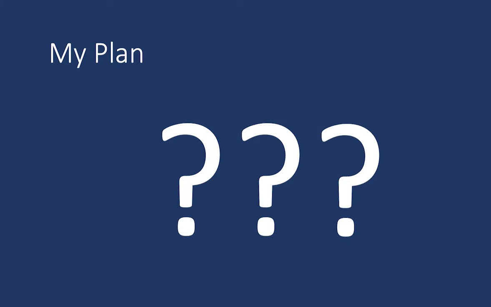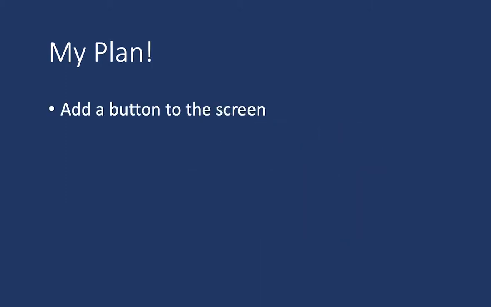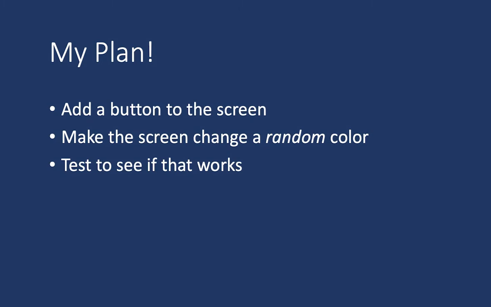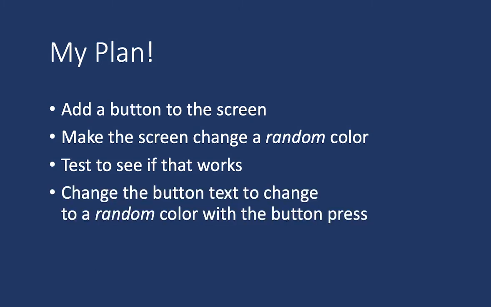So, my plan is to do this. I want to add a button to the screen. I want to make the screen change into a random color when you press that button. I'm going to test that out. And then I'm going to add a second action to my event listener. On that button click, I want my button text to change to a random color as well.